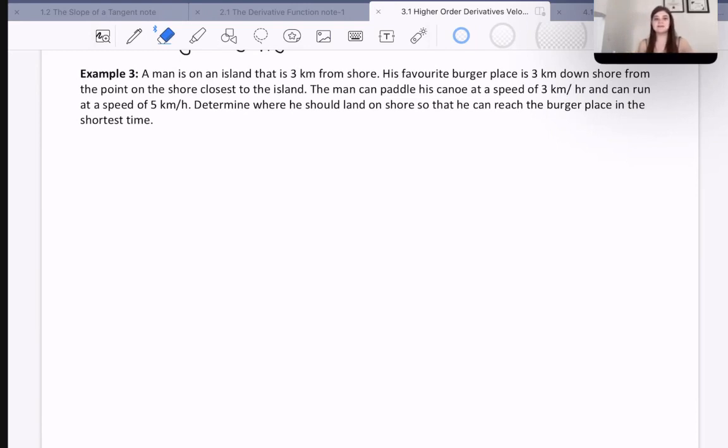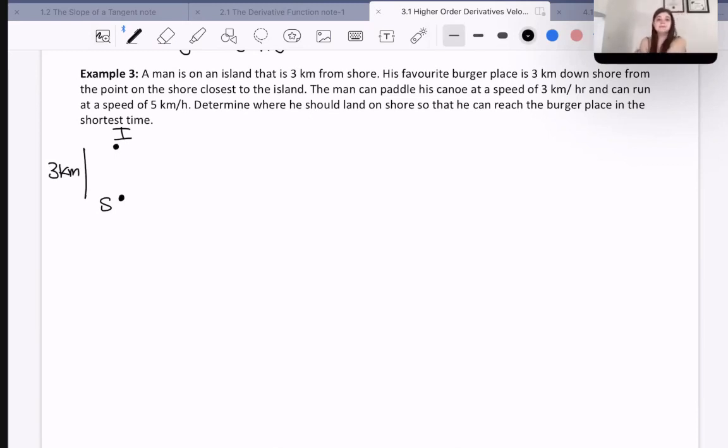It says a man is on an island that is 3 kilometers from shore. So I'm going to put I for our island, and then here is the shore. We'll say S for shore. And this distance is 3 kilometers. Actually, let's make a nicer 3 there. Let's be very clear. That's a little bit better.